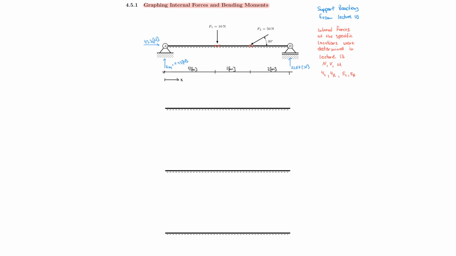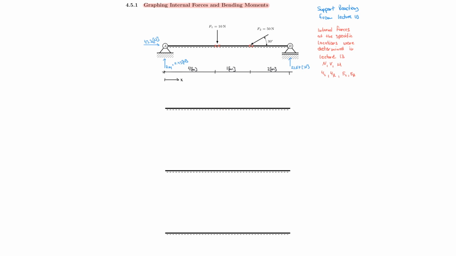To better see and utilize that relationship between the shear force and the bending moment, we always put the shear force on top of the bending moment. So we could put the shear force here, the bending moment here, and then the normal force here. But again, traditionally, it's most common to put the normal force on the top.